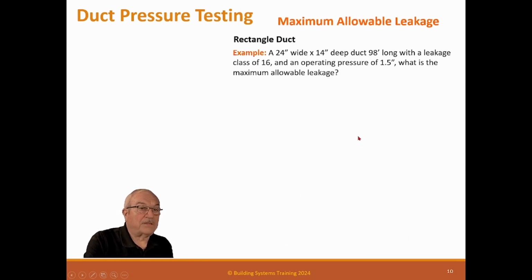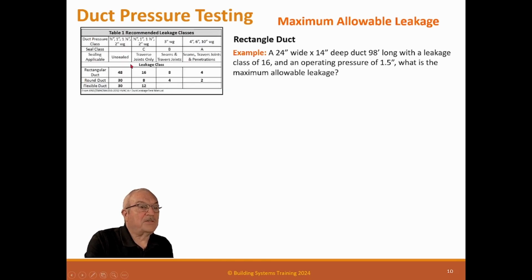So how do we actually do the leakage rate? If we have a 24-inch wide by 14-inch deep by 98-foot square duct, and this is the one we did before, and a class of 16 and an operating pressure of 1.5 inch, what is the maximum allowable leakage? We take this chart and find out the leakage class is 16, which means it's a transverse joint only sealed, and it's a square duct, so that's the 16.